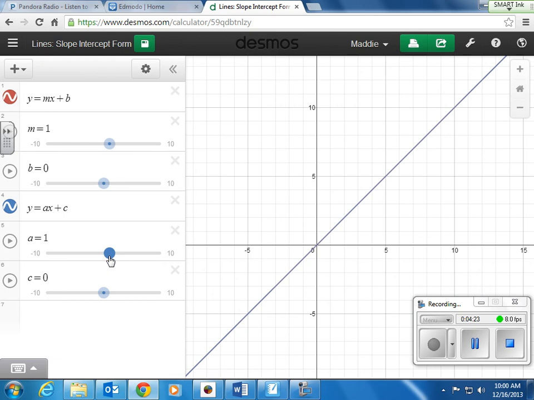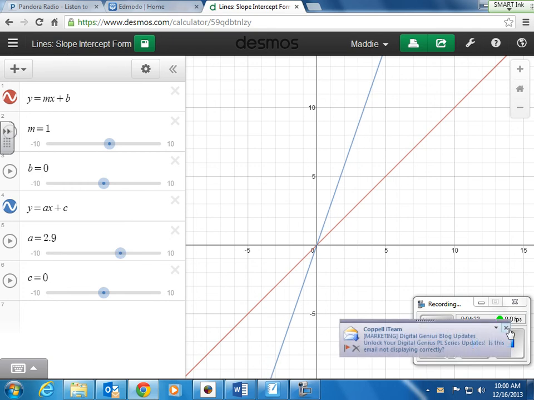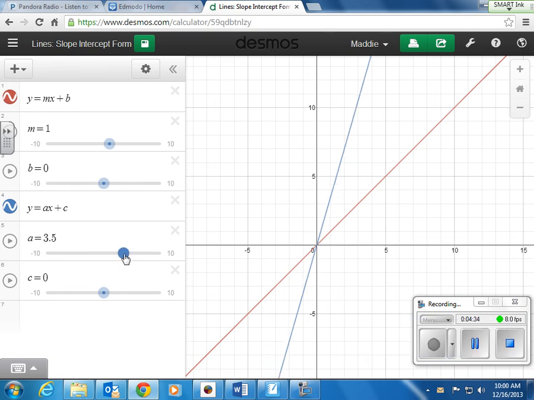Now, if I change my blue line, and I make the slope of that line bigger, which is my a value, as my slope is getting bigger, what's happening to my line? It's getting steeper. As my slope is getting smaller, now I'm at 4, moving down to 3, 2, 1, the line is getting flatter. Okay, so that's important to note. The bigger the slope, the steeper the line.